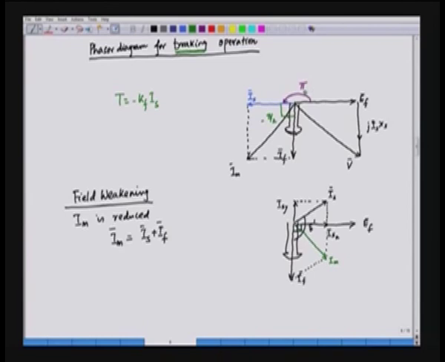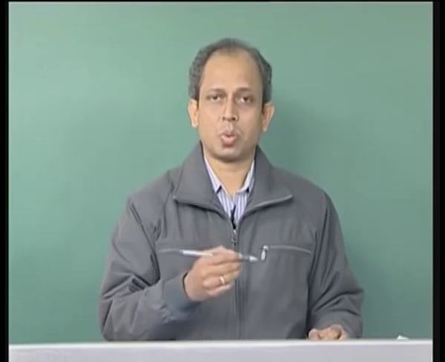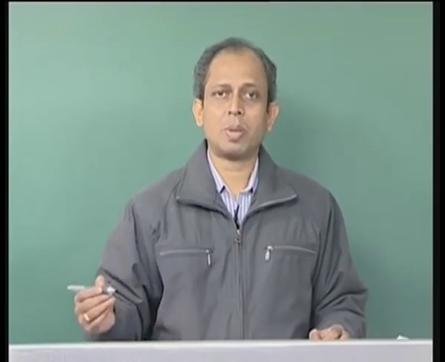For the motoring, Is is in phase with Ef, this is for the motoring, and for the braking, this current Is will be pi by 2 shifted from the original position, and it means the energy is fed back to the source. The motor is behaving as a generator.